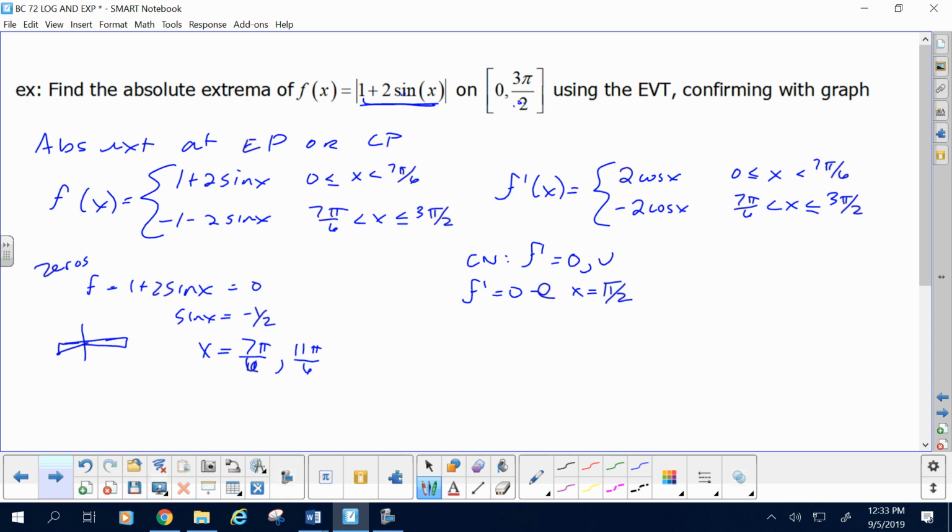They're both 0, pi over 2 and 3 pi over 2, right? The 3 pi over 2 is kind of covered with the endpoint. I guess if you want to include it, fine. But it's, again, an endpoint. So f prime is 0 there.